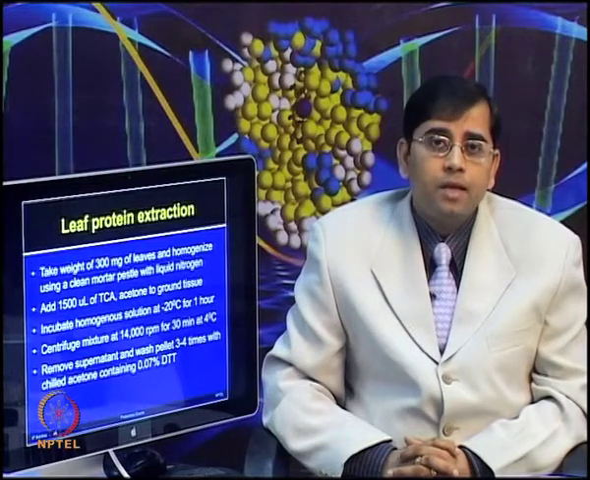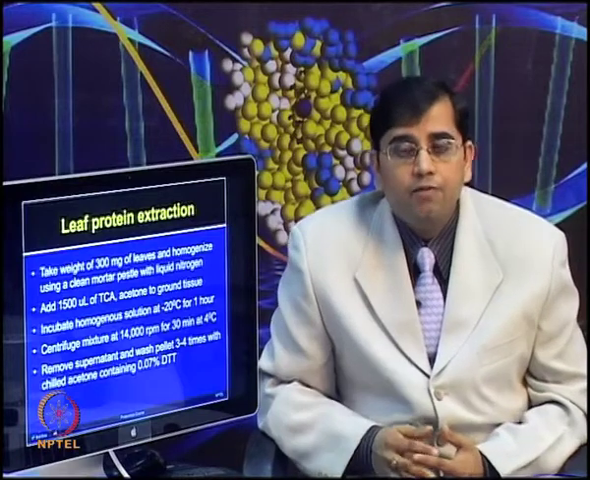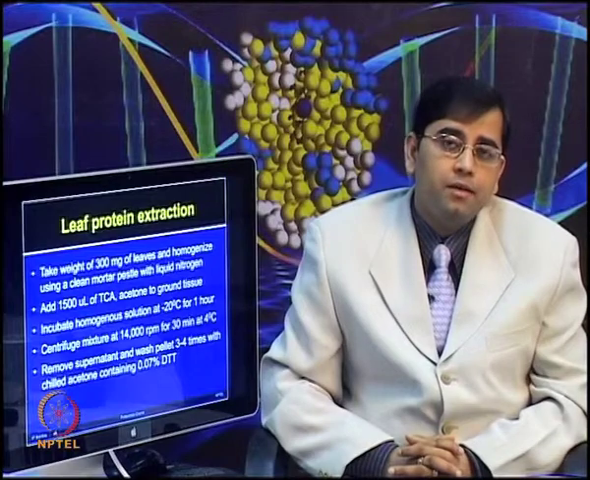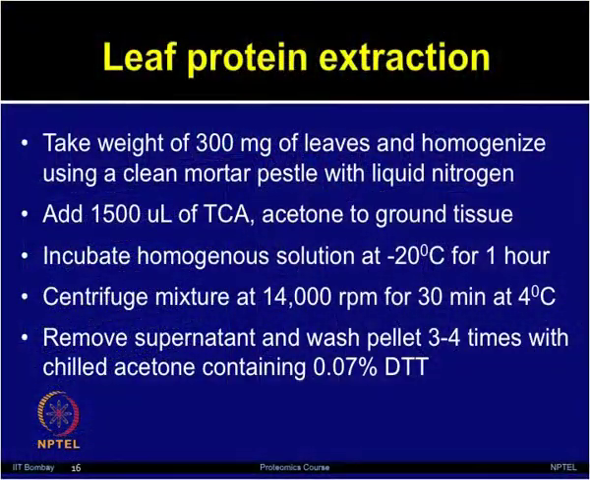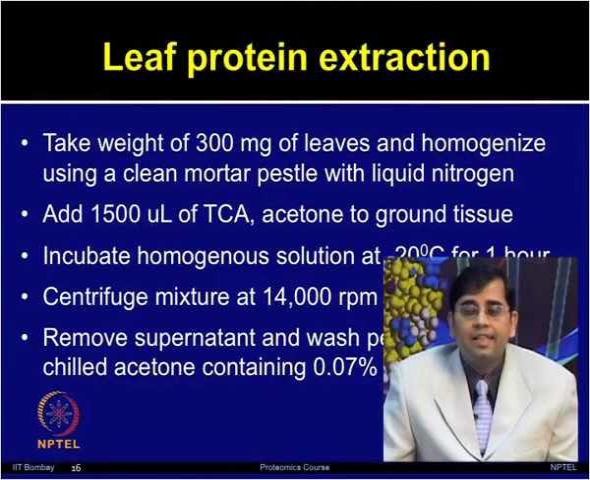Let us start with the leaf protein extraction. If you want to analyze the leaf proteome, you first need to extract all the proteins present in the leaf. You can take almost 300 milligrams of leaves, and obviously you can adjust the weight depending upon your experimental requirement. Just to begin with, one can start with 300 milligrams, homogenize by using a mortar and pestle, or you can use a homogenizer, or different types of lysis methods can be used.